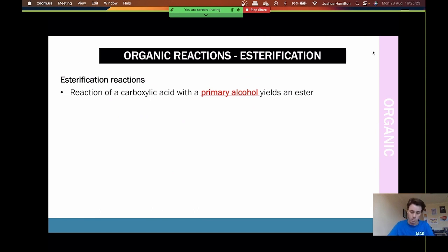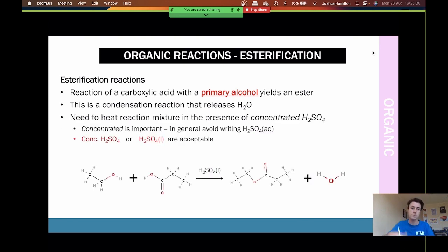Esterification, one of our last couple of slides. Esterification is the reaction of carboxylic acids with a primary alcohol. It yields an ester. It's a condensation reaction, really important. So that means it releases H2O, and it looks a bit like this.